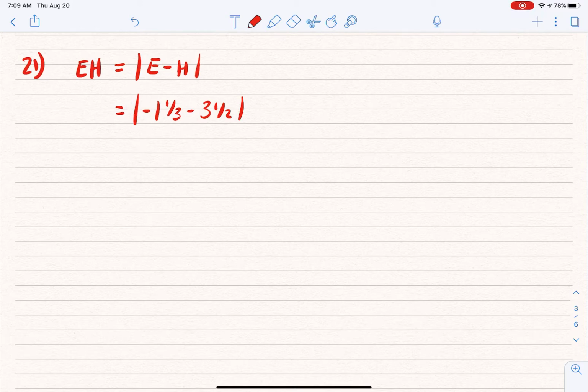I'm looking for you to understand the geometry. If you need a little more help on that, maybe you can go to Khan Academy and do common denominators, things like that. But right now, I'm just going to get through the geometry of it. I know that negative 1 1/3 minus 3 1/2 is negative 4 and 5/6. The absolute value of negative 4 and 5/6 is clearly 4 and 5/6. So the length of EH is 4 and 5/6. All right, let's move on.